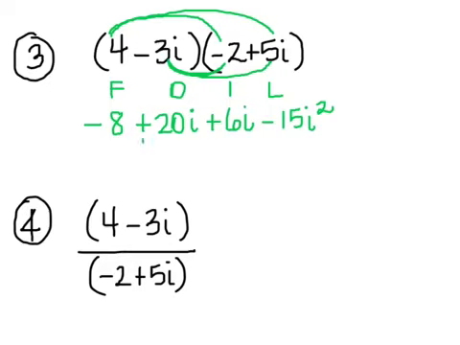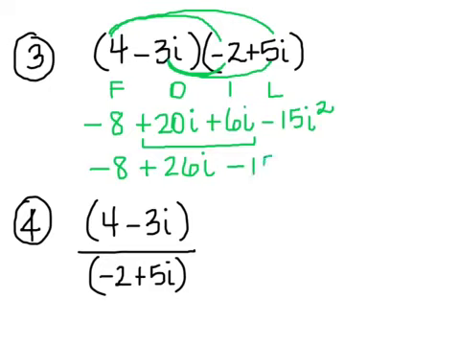Oftentimes in foiling, we end up getting the middle two terms as like terms that could be put together. So let's do that. Let's write -8, put together a positive 20i and a positive 6i, and we get a positive 26i.